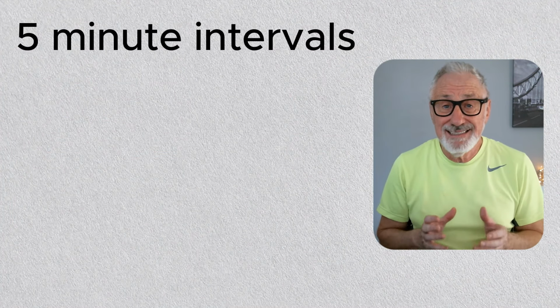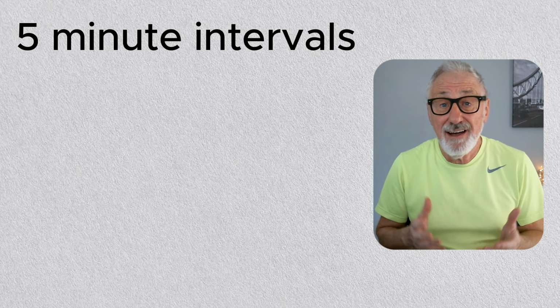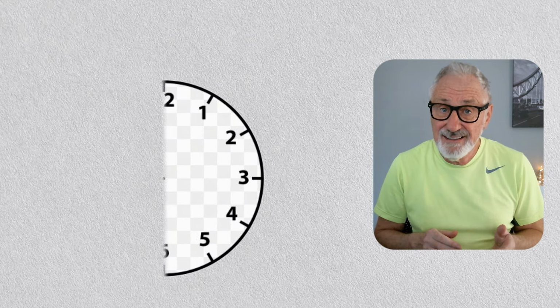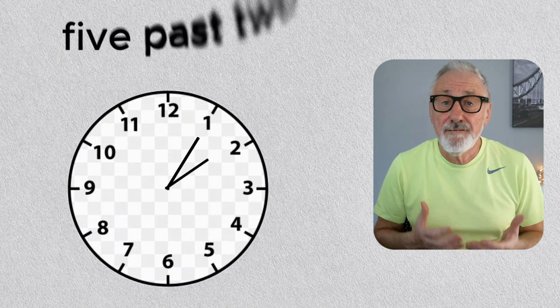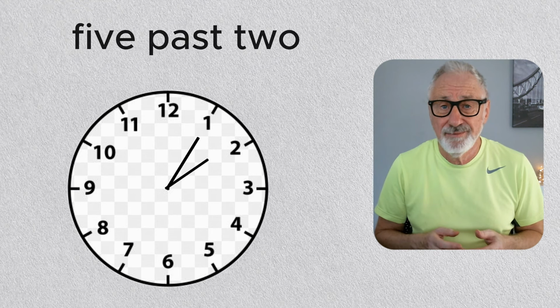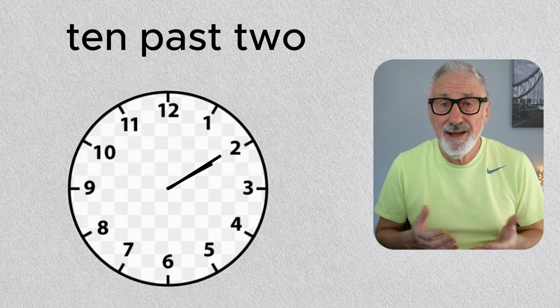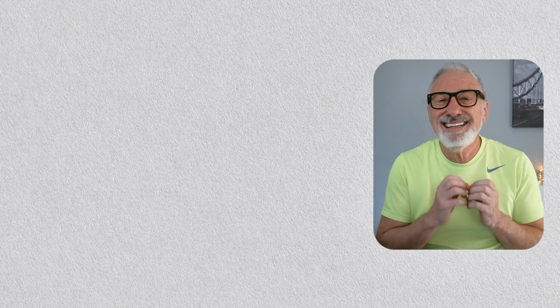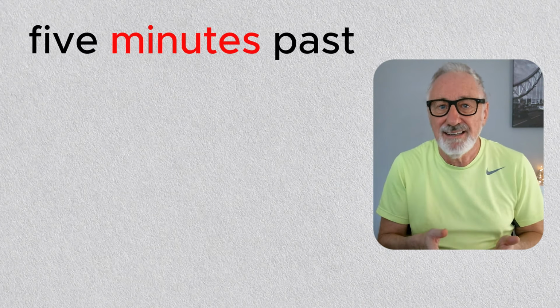In English, we usually use 5-minute intervals. And if those 5-minute intervals are between the 12 and the 6, then we use the word past. So this would be 2:05. And this would be 2:10. Notice I'm not adding minutes after any of these. It's not 5 minutes past. It's just 5 past, 10 past.